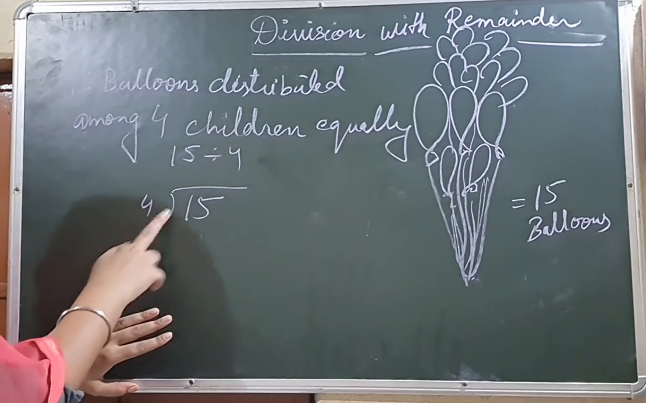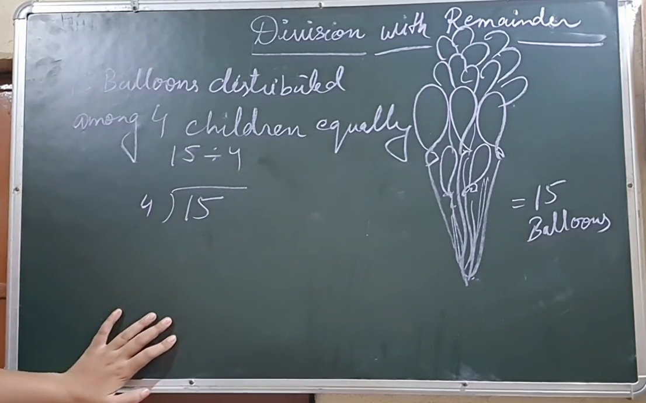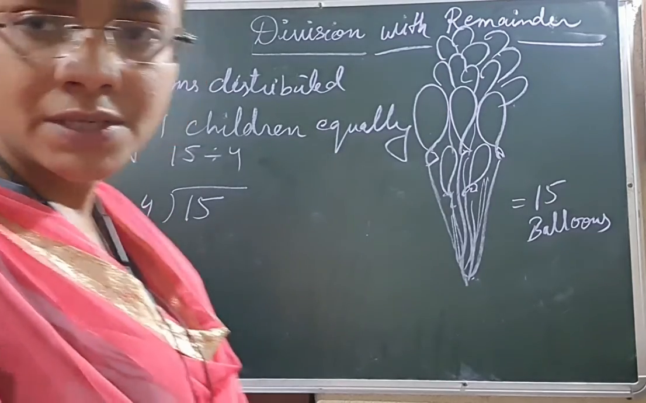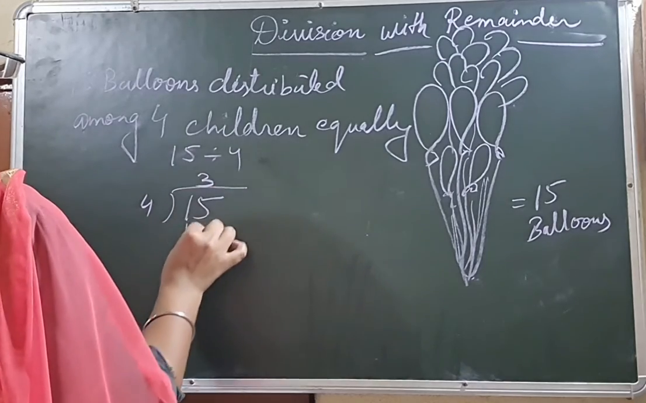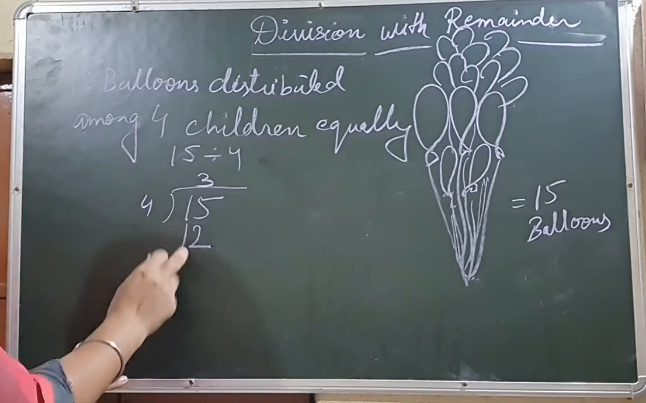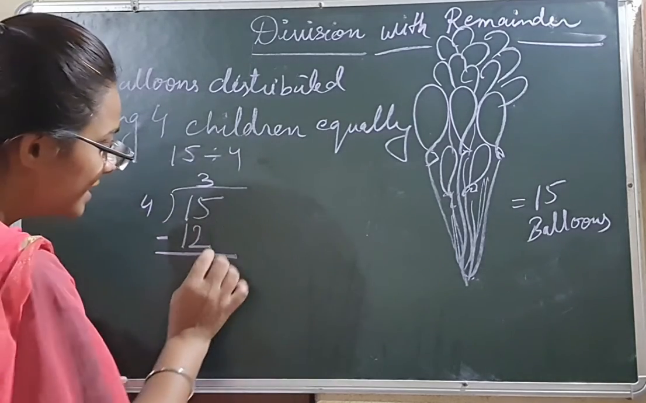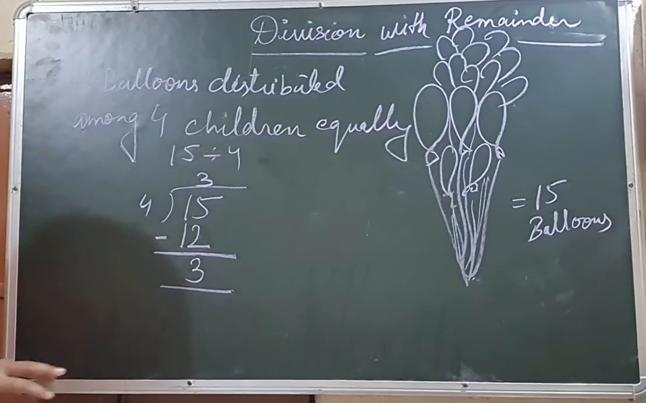Now in 4's table, how many times does 15 come? 15 doesn't come. Yes or no? So what comes? 12 comes. How many times does it come? It comes 3 times. So 3 fours are 12. The product of this we write here. So 15 minus 12 gives you 3 here. So we have to subtract here to get the remainder.